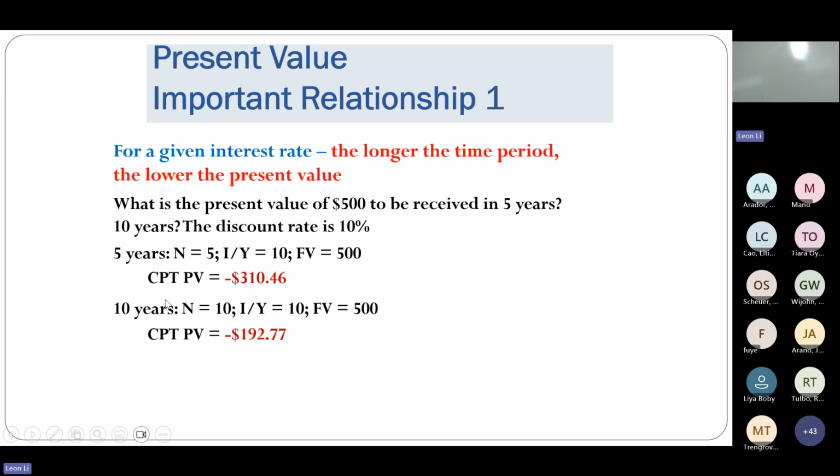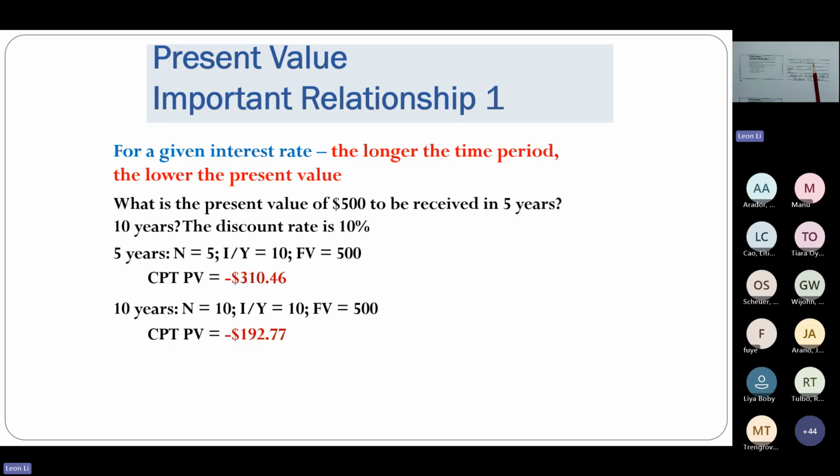So we can do the calculation. You can see the present value is here, and the result is clear. The longer the time period, the lower the present value. Again, this is my handwritten note. We copy the PV equation here.